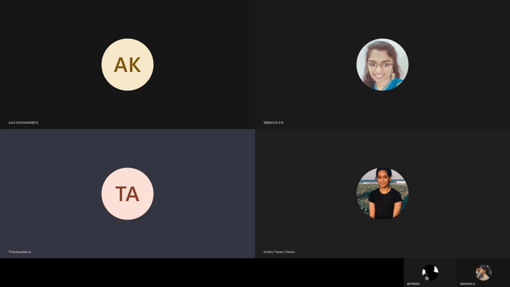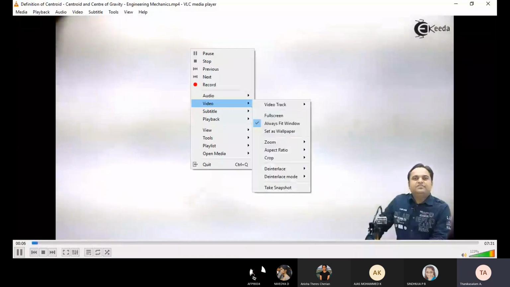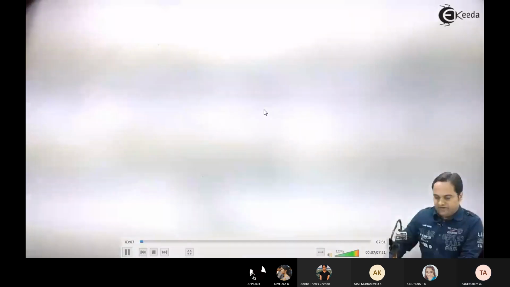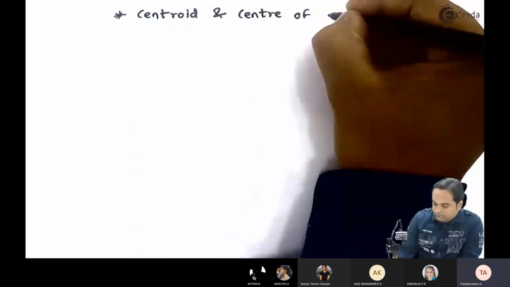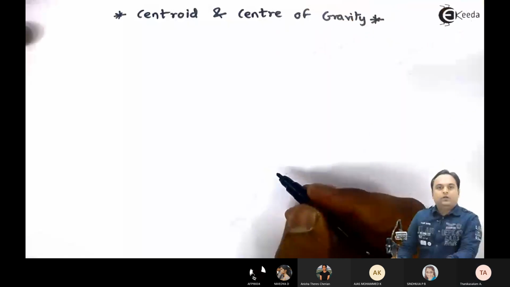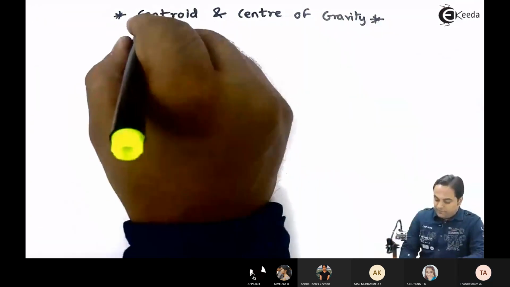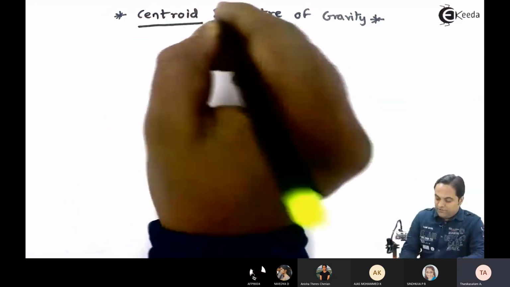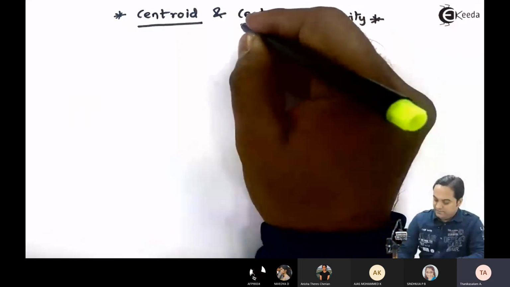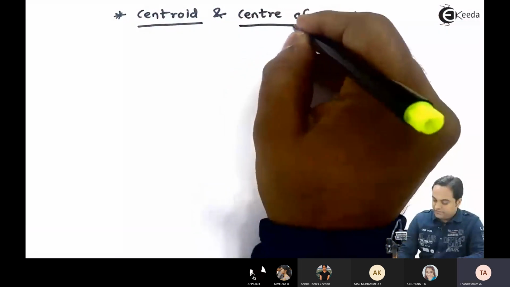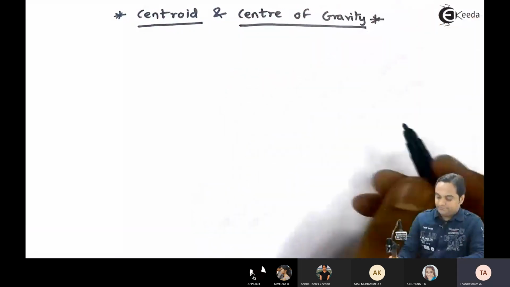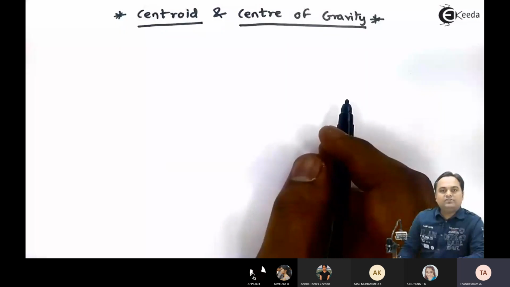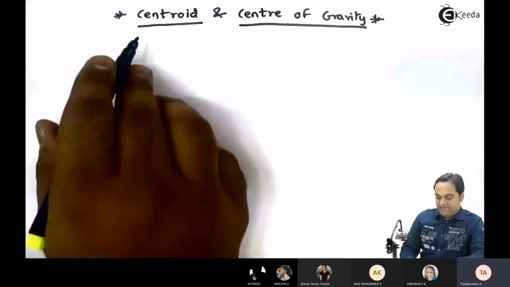Chapter in mechanics. The name of the chapter is Centroid and Center of Gravity. Here we have the first part is Centroid, and the second part of the chapter is Center of Gravity. First, let us understand what is Centroid.